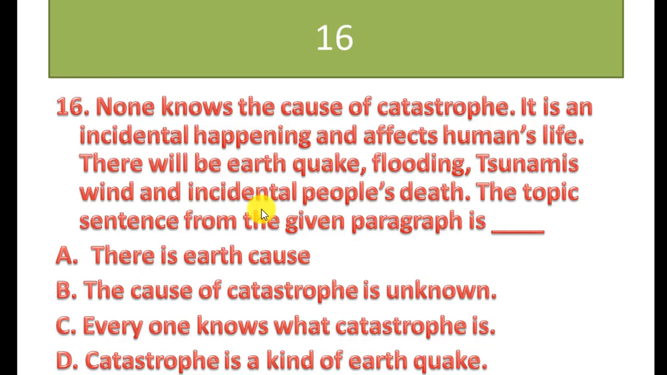So what is the topic sentence from this paragraph here? Is it earthquake? No. The cause of catastrophe is unknown. No one knows the cause of catastrophe. Everyone knows what catastrophe is. Is there any information in the paragraph about this? No. Is catastrophe a kind of earthquake? Does the paragraph talk about a relationship between earthquake and catastrophe? No. The cause of catastrophe is unknown. No one knows the cause of catastrophe means the cause of catastrophe is unknown. This is a clear topic sentence.